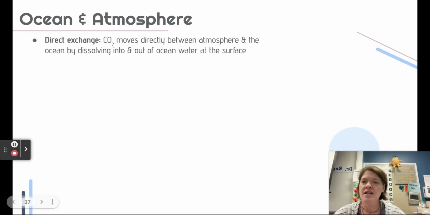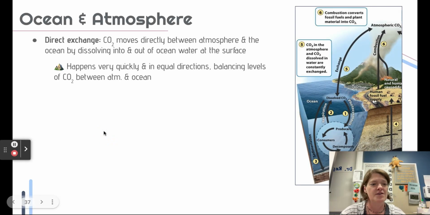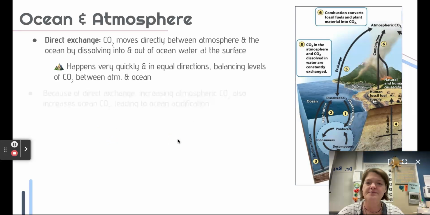Okay, so the ocean and atmosphere. When we're talking about the ocean, I don't think folks realize right away that there's a direct exchange of gases from the atmosphere to the ocean. So CO2 can move directly between the atmosphere and the ocean by dissolving into and out of ocean water at the surface. This happens very quickly. It happens in equal directions. It's usually balanced, so as much CO2 is going into the ocean as is leaving the ocean. And you can kind of see this in this diagram here.